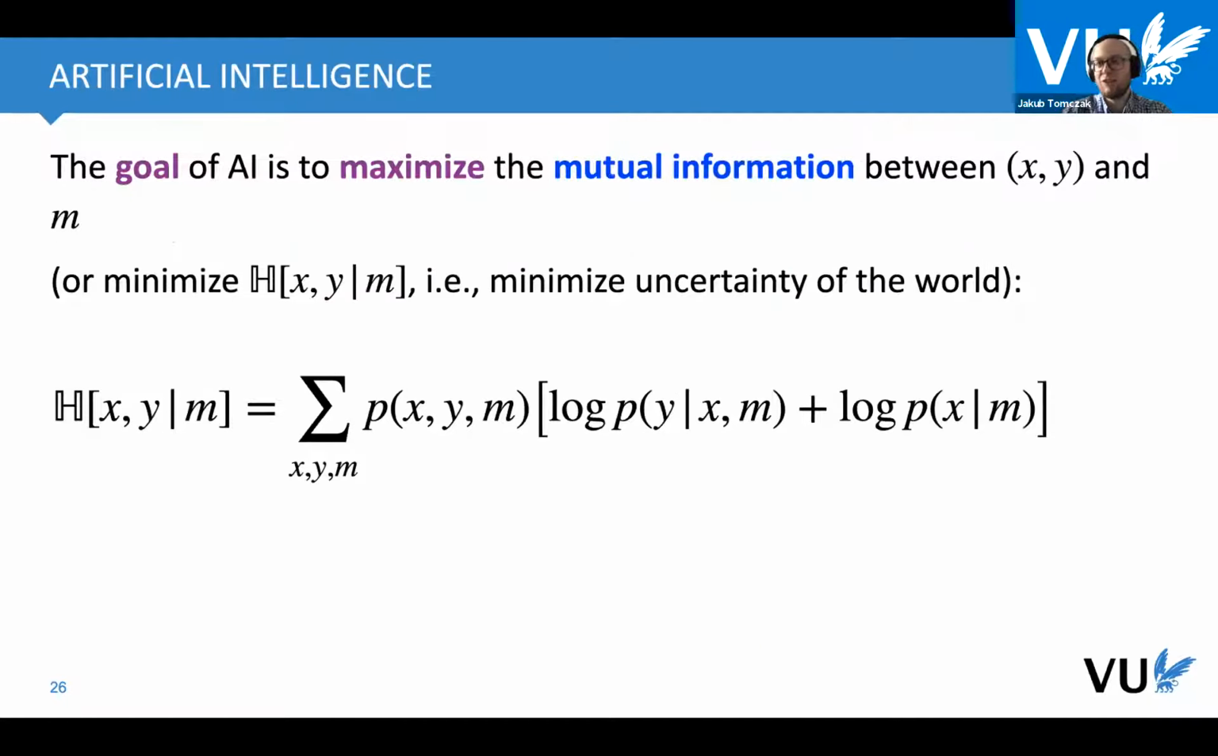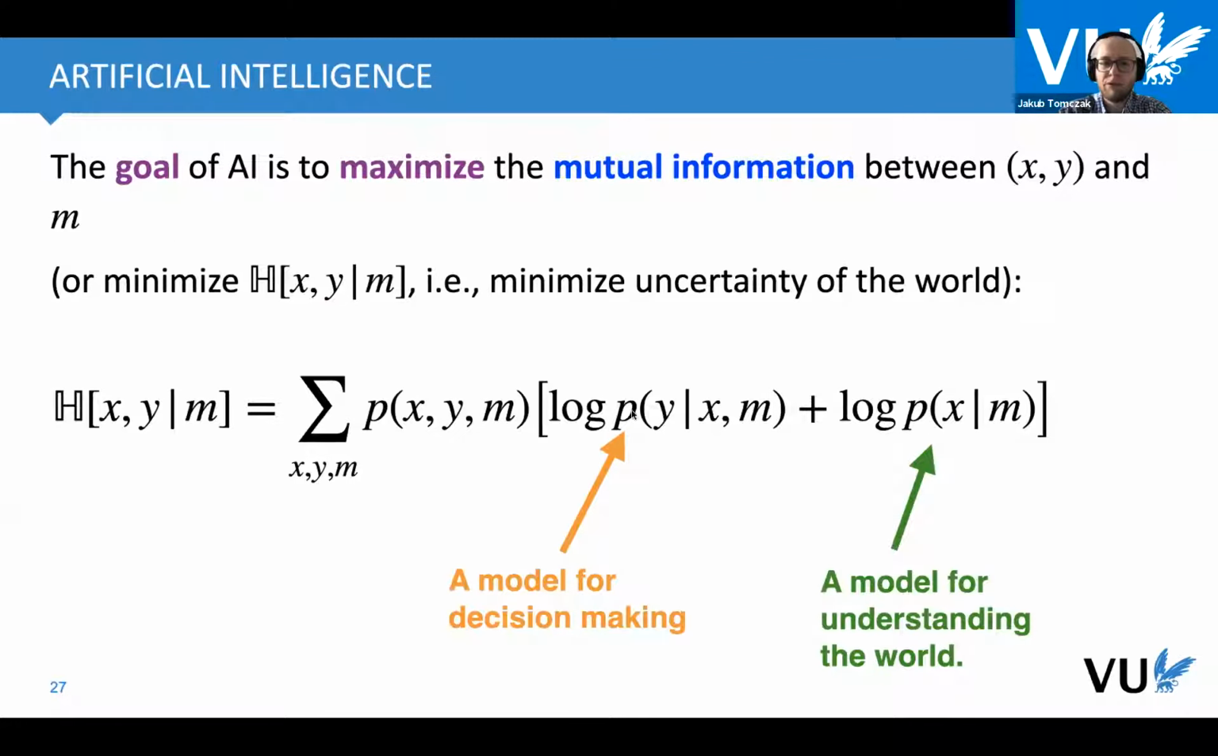And sorry, this is another a bit more mathematical term, but we need that to actually say something about generative models. So we want to minimize uncertainty of the world. And so I just wrote down the definition of this conditional entropy. And we have two components. There is this model for decision making, and there is this model for understanding the world, as I call it.